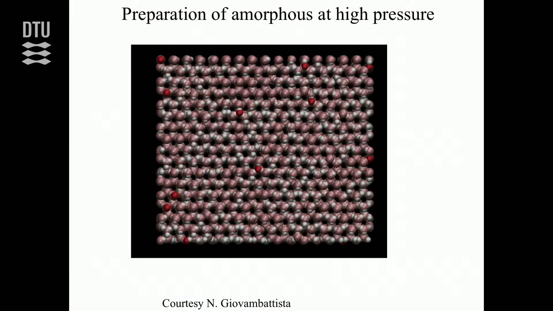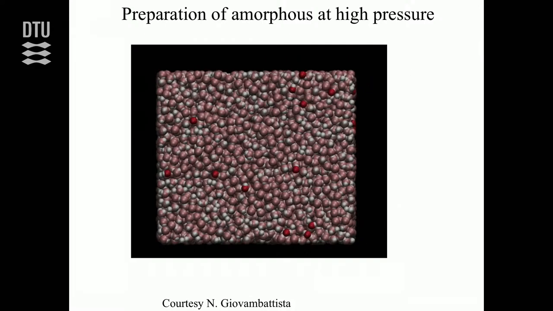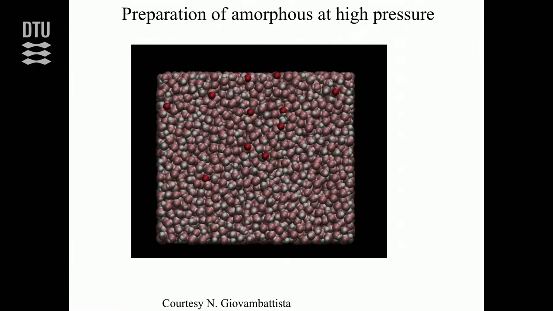So the first experiment is to generate this high density amorphous ice. And this is taken just from a simulation from Nicolas Giovambattista. Here you just put pressure on hexagonal ice, as you can see here, and it actually transforms into a very compact amorphous solid that you can then turn into a glass.